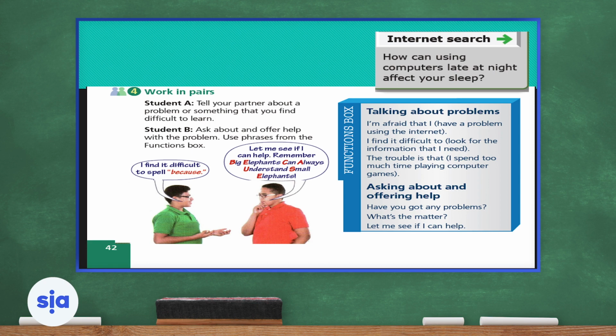Now, we can use the functions box on the right-hand side to talk about problems or to ask about and offer help. Now, if I'm going to talk about a problem, I might say, I'm afraid that I have a problem using the internet. I use it too much. Or I might say, I find it difficult to look for the information that I need. Or the trouble is that I spend too much time playing computer games. Now, if someone is going to offer help or ask, they might say, have you got any problems? Or what's the matter? Or let me see if I can help.